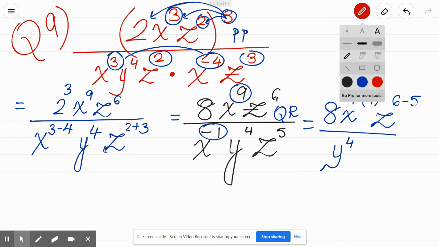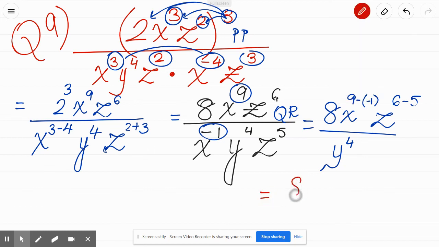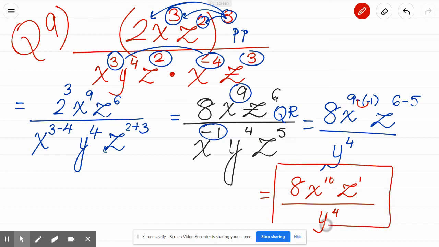All right, next up we have 8, x to the power of 9 plus 1, which is 10. Z to the power of 6 minus 5 is 1, or 1Z is available. And then y to the power of 4 did not have a friend, so he's staying over there. All right, so that is our simplified answer. We cannot further simplify it, and hence we are done.